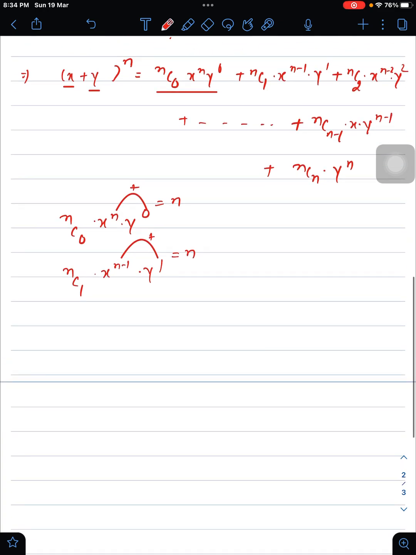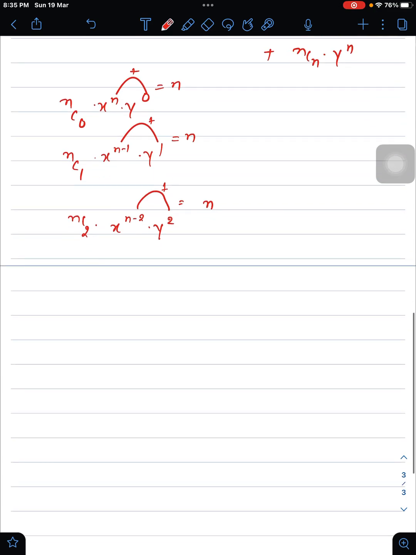Now next, if I am writing nC2 x to the power n minus 2 y to the power 2, what will I get? It will be n. So look, the sum of the powers of both the expressions is equal to n. And what is n? It is the positive integral power which is written in the starting of the question. So if I'm writing this theorem, I can write it in this way also.